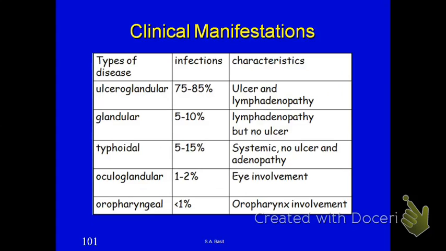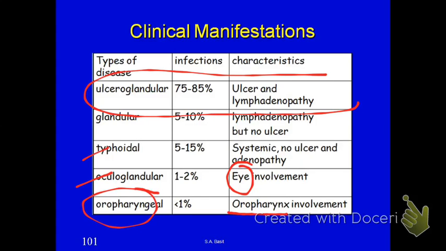Then the third manifestation is typhoidal, which means that the organisms are mostly present in the blood, but it doesn't cause ulcer nor adenopathy. About 5 to 15% of cases. And then oculoglandular means there is an eye involvement, and oropharyngeal means there is an oropharynx involvement. But again, this one would be the most fatal and the most significant of them all.